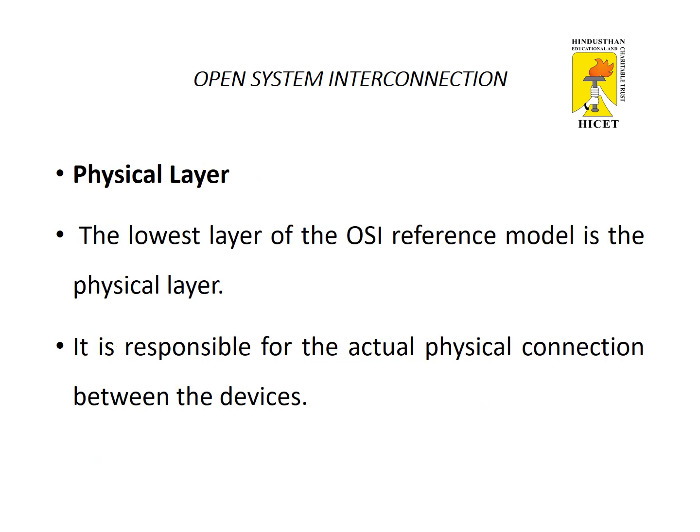Physical layer. The lowest layer of the OSI reference model is the physical layer. It is responsible for the actual physical connection between the devices. The physical layer converts a stream of bits into electrical signals. The physical layer contains information in the form of bits. It is also responsible for transmitting individual bits from one node to another node.